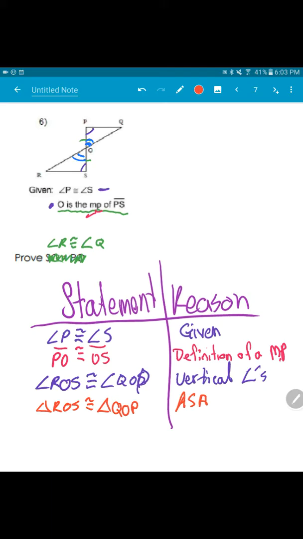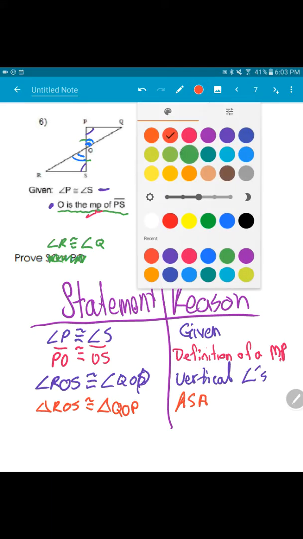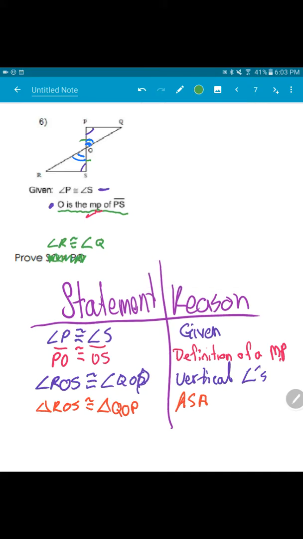Now it's just time to prove what we set out to prove after I changed the goal, which was that angle R was congruent to angle Q. We can now just say that because we've proven that the triangles are indeed congruent. So all we need to say again is CPCTC.